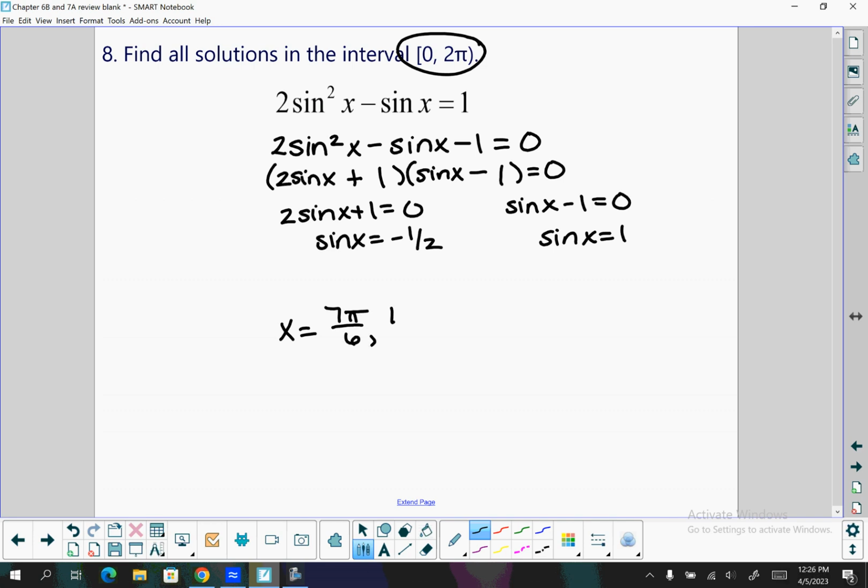11 pi. Yep, and then where does sine equal 1? There's only one of those. Pi over 2, and those are our answers. Okay? Any questions? How do you know the answers? As in, between 0 and 2 pi? Yeah. Because there's not any more of those sine values on our unit circle.